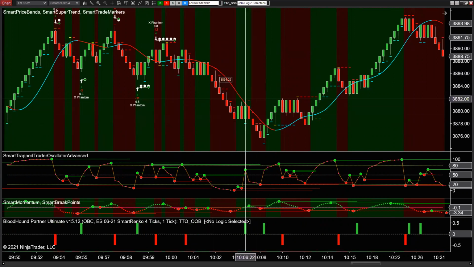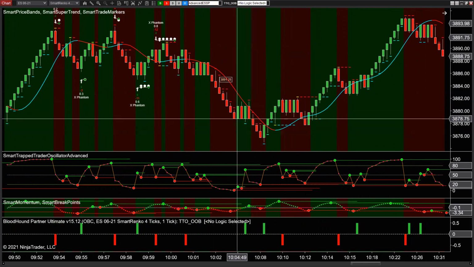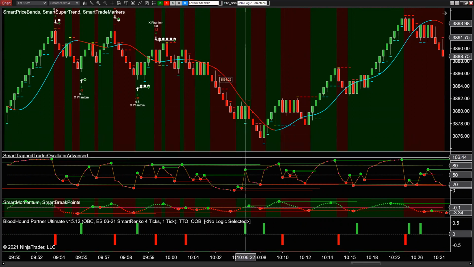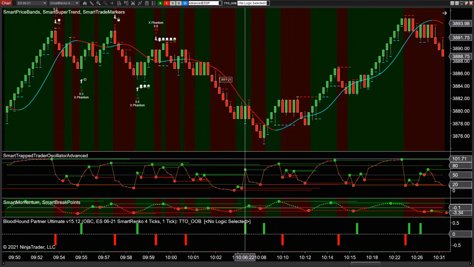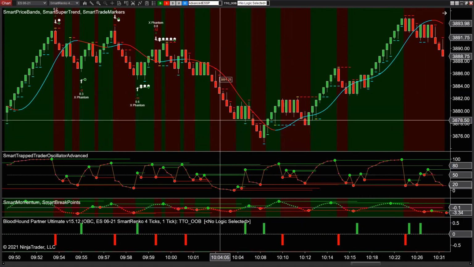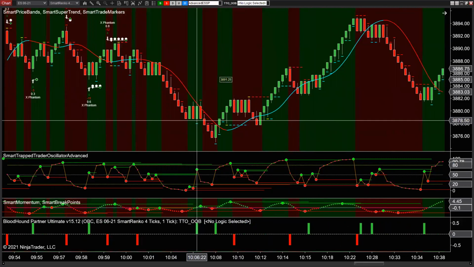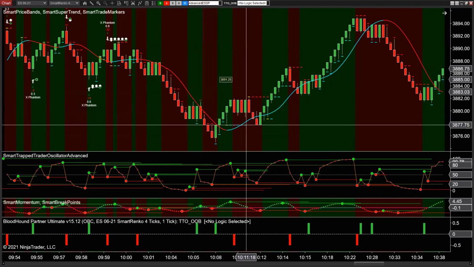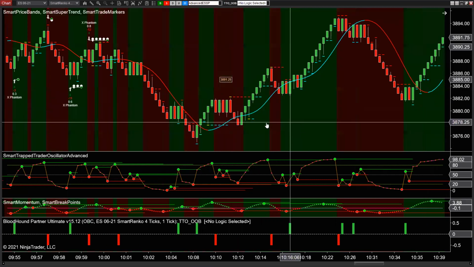So here we have a really nice situation. We have a phantom here, but we don't have a TTO undervalued reading. Okay. We have one on this bar, but we don't have the Smart SST indicator. So we don't have a signal there. Okay. We don't have a signal there.